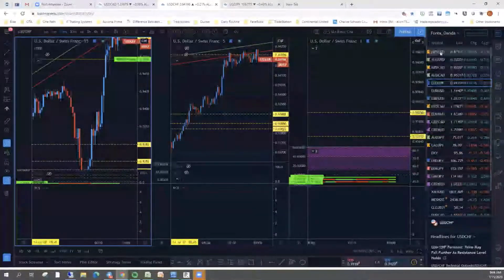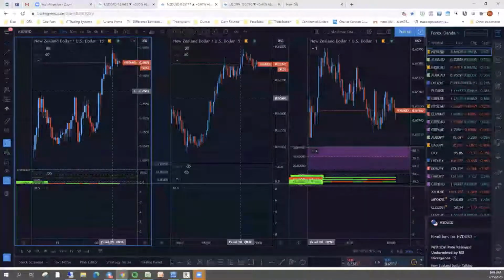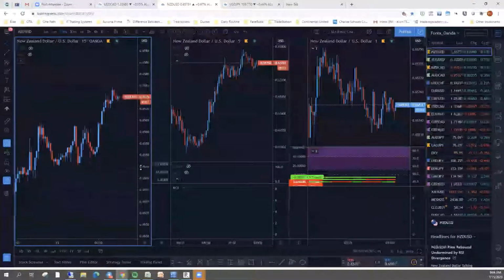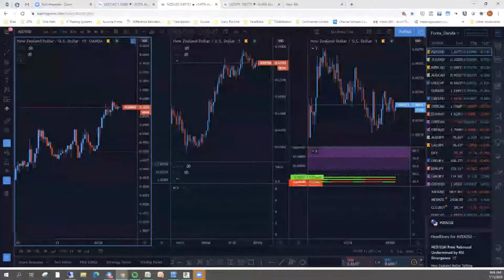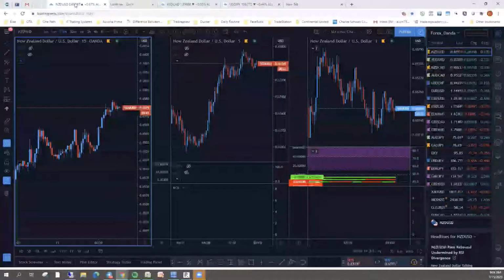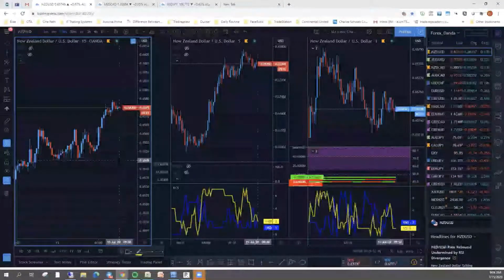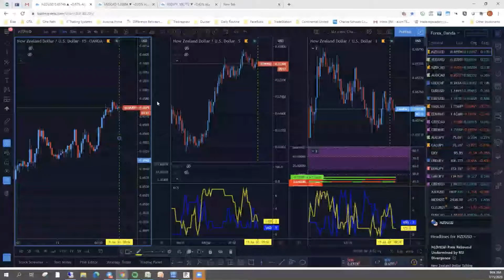NZD USD is over here, and I'm going to take that off. I'm going to make this just one chart, and we have the alert, it was an NZD 9 o'clock ascending. So I'm going to move this over so I can see what I'm doing. Here's my vertical line, put it at 9 o'clock, ascending.